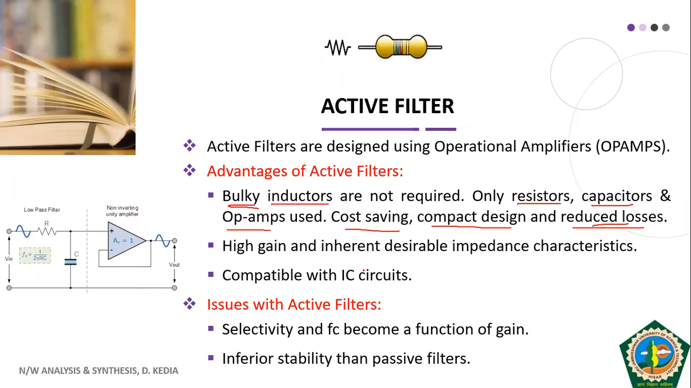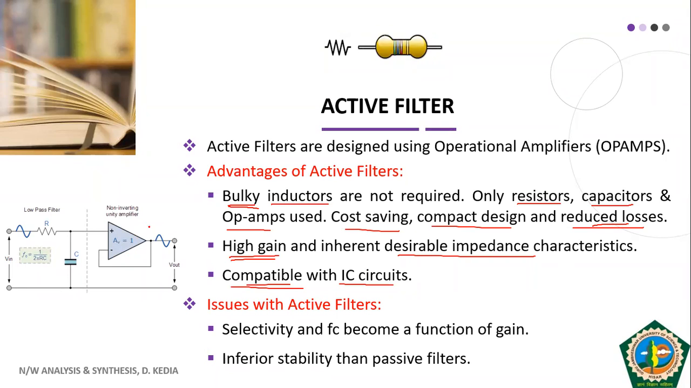Okay, another thing is, because of the use of operational amplifier, we will also have high gain and desirable impedance characteristic in case of active filter. Desirable impedance characteristic means we will have high input impedance and low output impedance. Okay, and because of the availability of operational amplifier in the form of IC, your active filters are compatible with your integrated circuits.